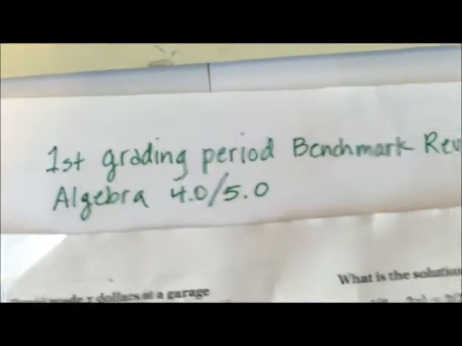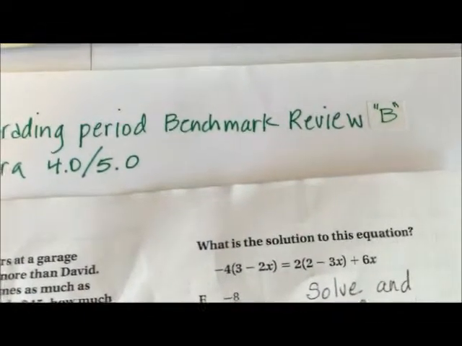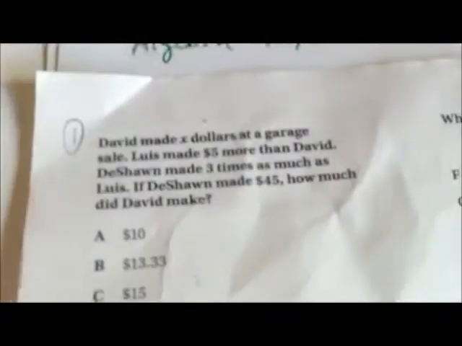Okay, this is first grading period benchmark review B. We're reviewing Algebra 4.0 and 5.0, and we're basically setting up word problems into algebraic equations and then solving them. This is what it looks like. And it starts with this one.